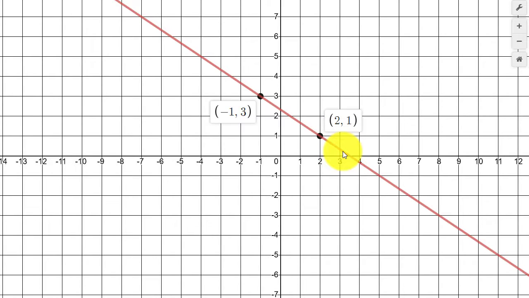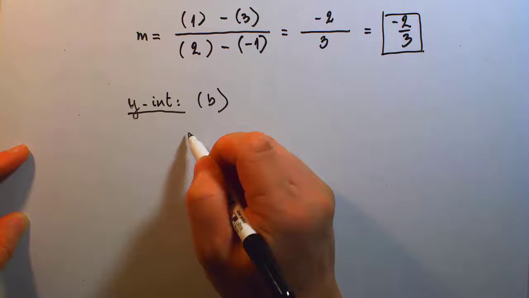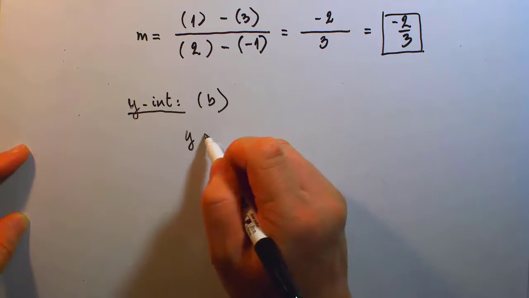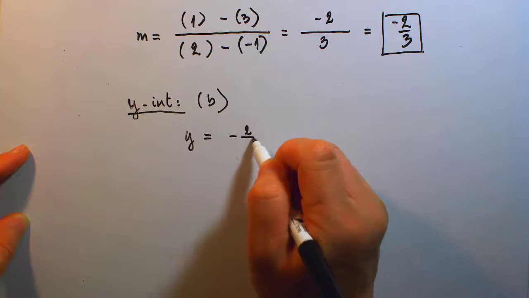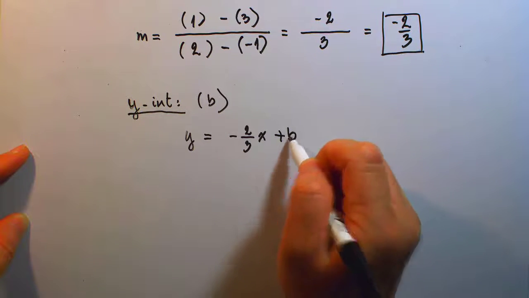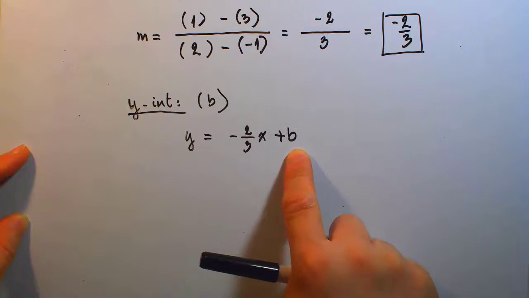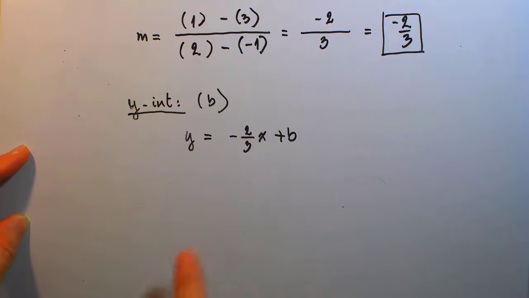So what I'm doing now is selecting one of the two given points and substituting that into our halfway-found slope-intercept equation. Currently that equation is y equals negative 2/3 x plus b. The constant term b is still unknown. So as I said earlier, we're going to take one of the two given points from the graph and substitute that in. I made my choice to select the point 2, 1.